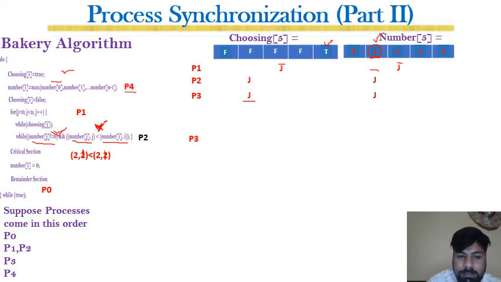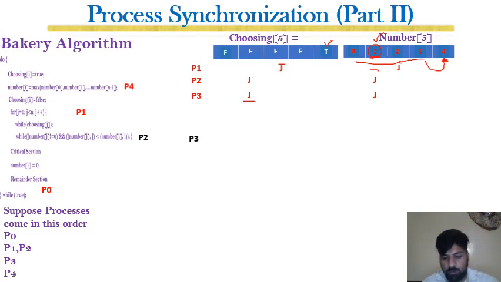P4 moves one step ahead and calculates the maximum value from the array, that is 3, and adds 1 to that, and it becomes 4, and assigns it to its index of the number array. Now P3 is in the blocked state, P2 is in the blocked state, P1 is executing these steps, and P4 is at this step, while P0 is in the remainder section of the code.